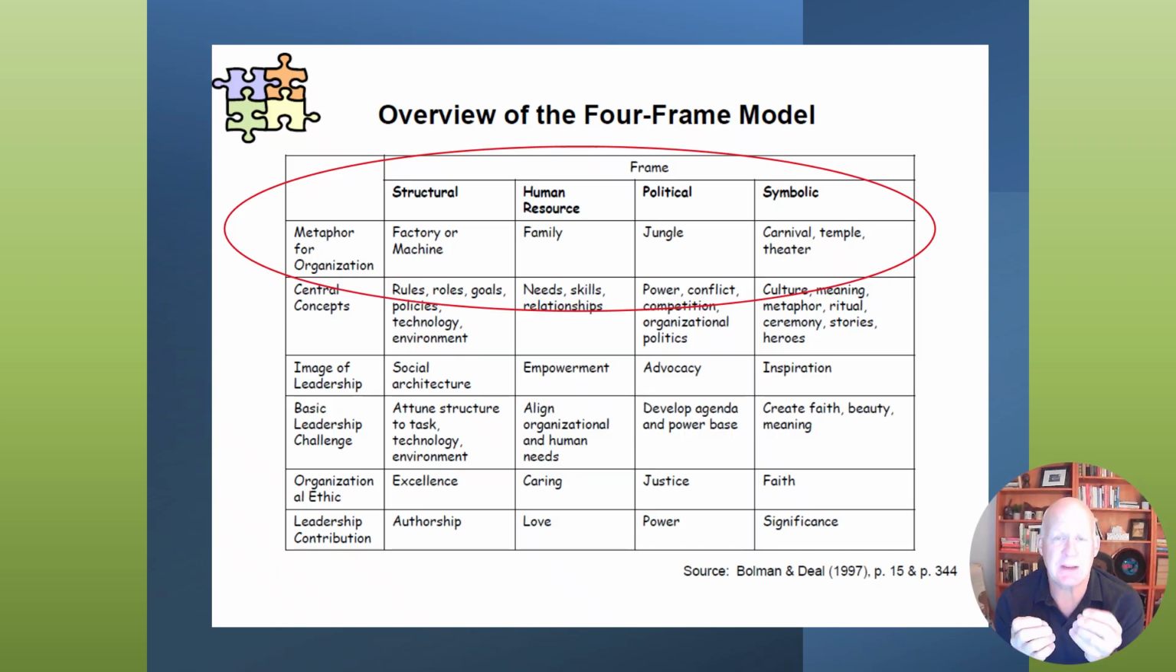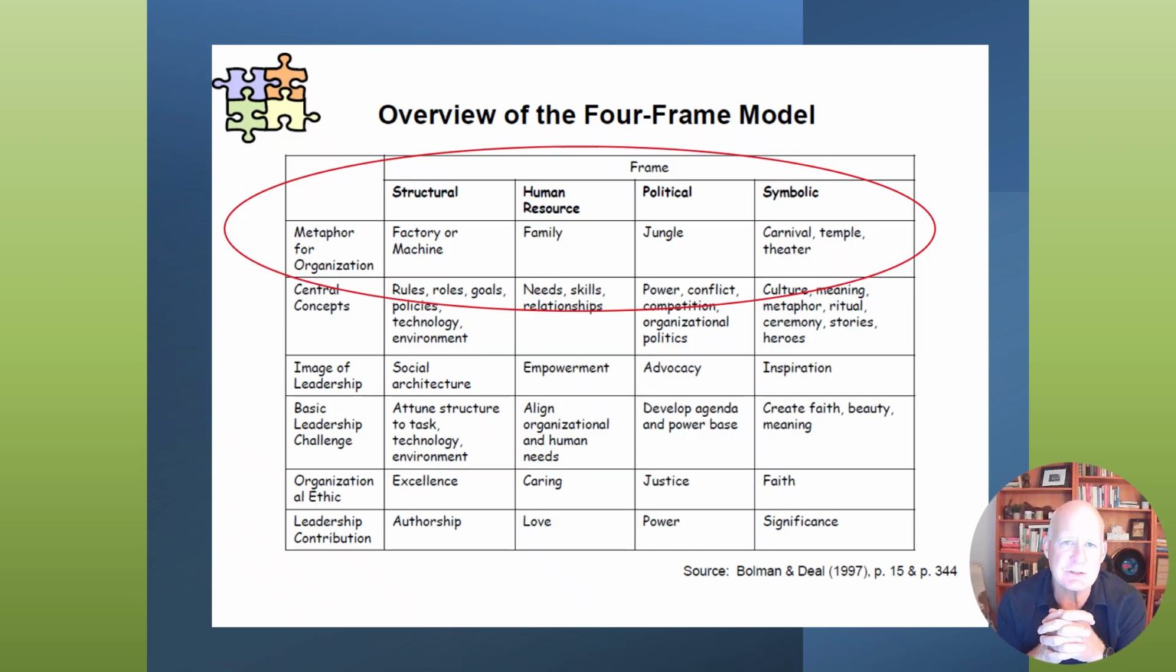The political frame is the one that I think, when we get there in class, has the most negative connotation, because that's what each of us has experienced most negatively in class or in organizations, and that's the jungle, because you can't see your way clearly, you never know what dangers are around the corner, and organizations can frankly be very dangerous places. So that's why the political one is very important. Power obviously plays a huge role in that frame.